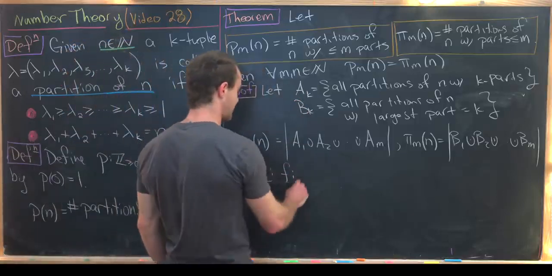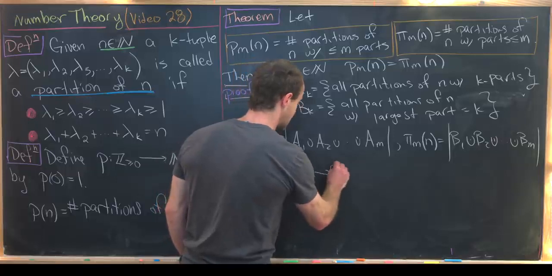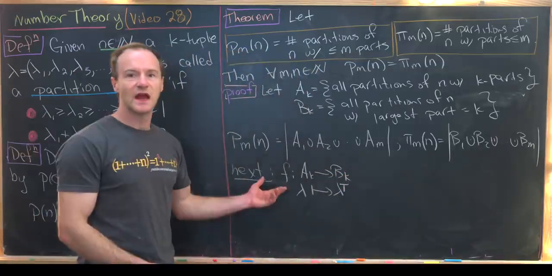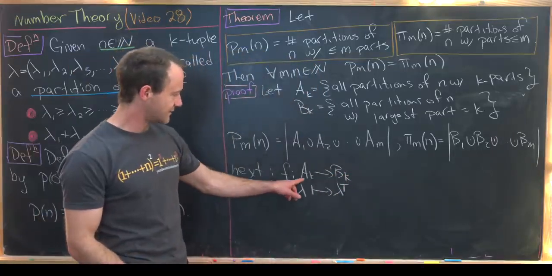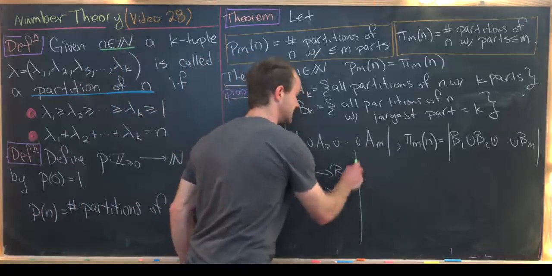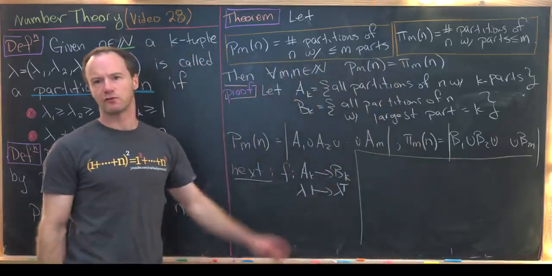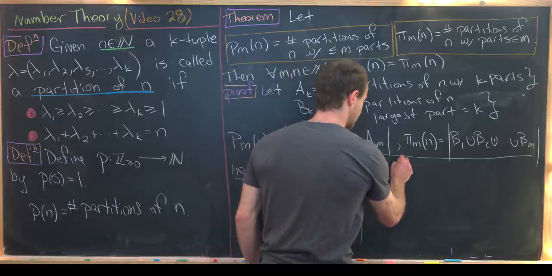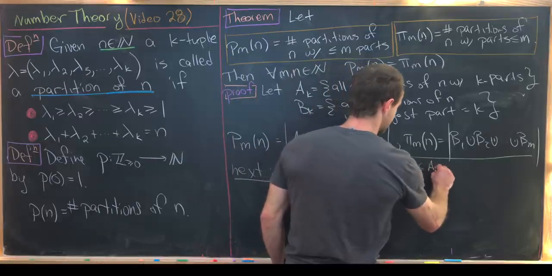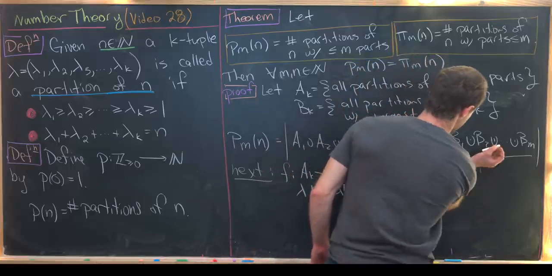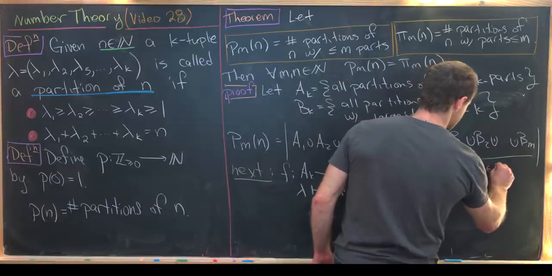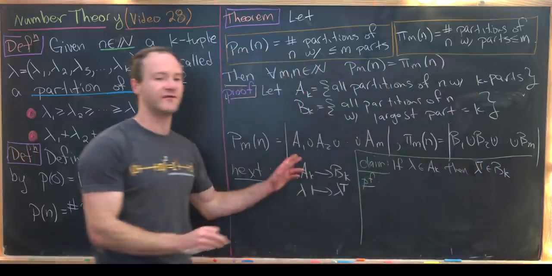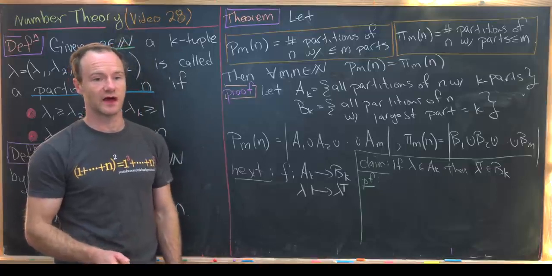So we're going to define f from A_k to B_k by lambda turns into lambda conjugate. And now we really need to prove that if we start with a lambda in A_k, lambda conjugate really is in B_k, just so that we know we have the right codomain here. So let's maybe make that a claim within the proof. So if lambda is in A sub k, then f of lambda, which is lambda conjugate, is in B sub k. Okay, so let's see if we can look at the little proof of that claim, and we'll use the Ferrers diagram for that proof.